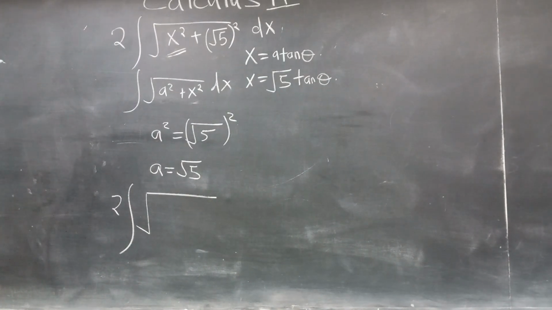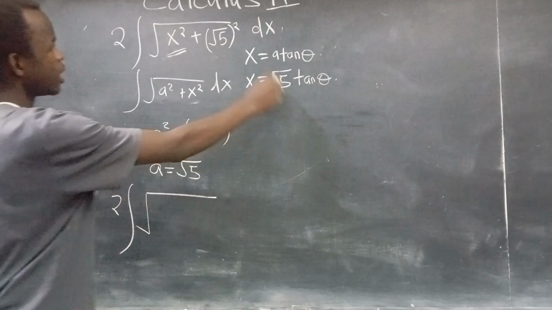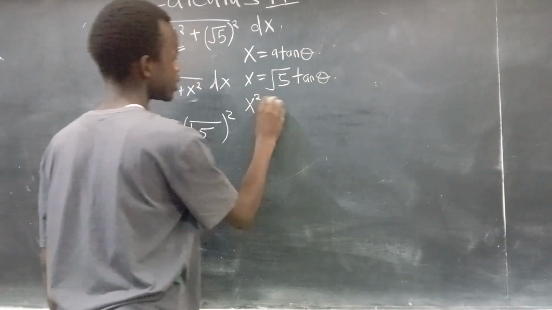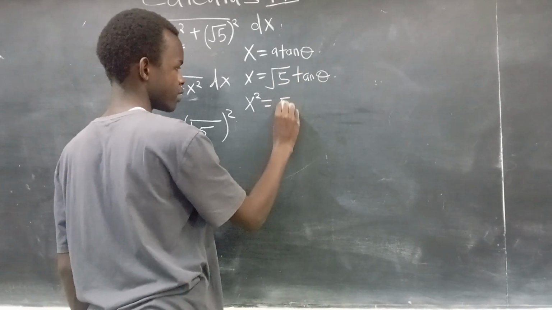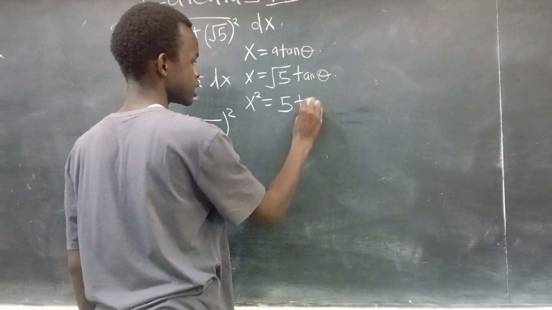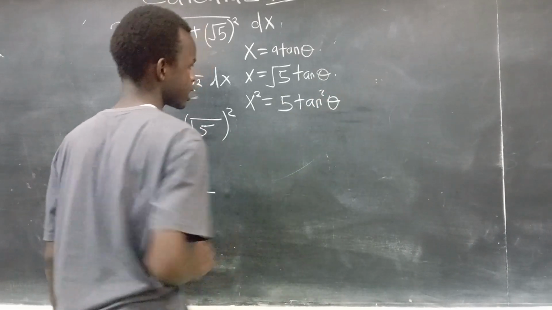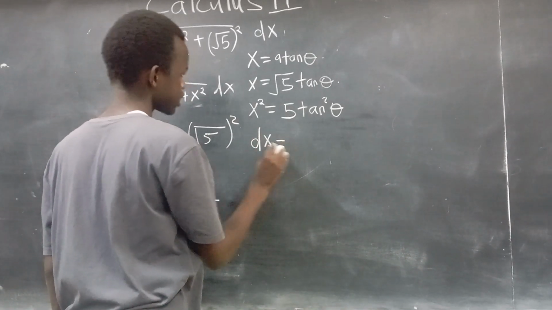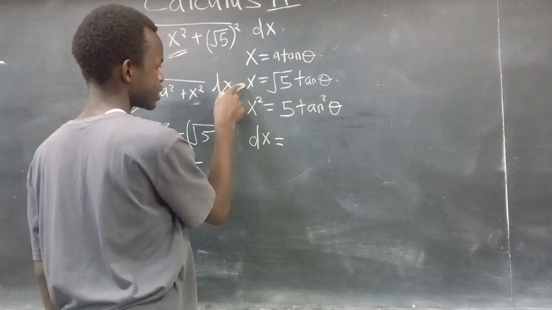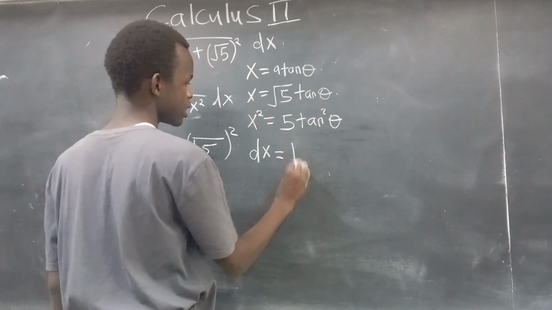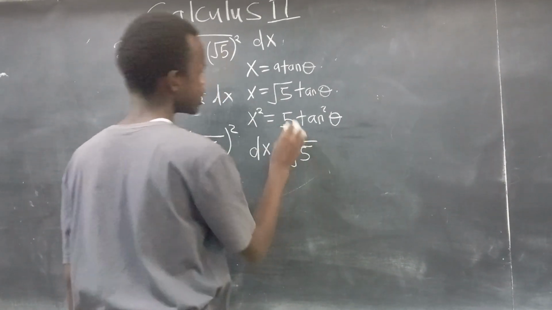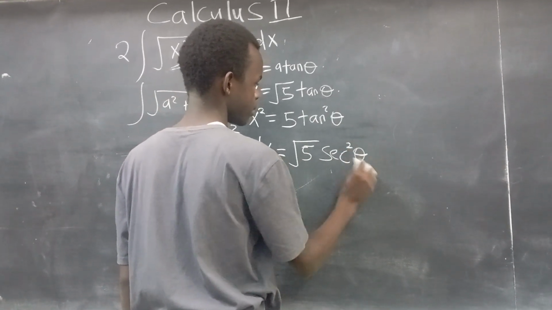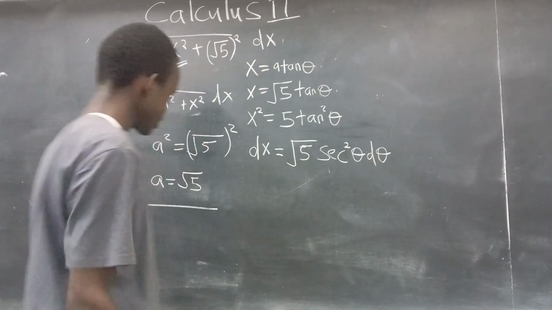From there again, I'll find my x squared. In this, x squared, I'll square root of 5 and get 5. When I square tangent, I'll get tangent squared theta, right? Again, from here, we'll find our dx. I'll be differentiating x with respect to theta, so I'll just write the square root of 5. What's the derivative of tan? It's just secant squared of theta, and it's reflected with d theta, right?